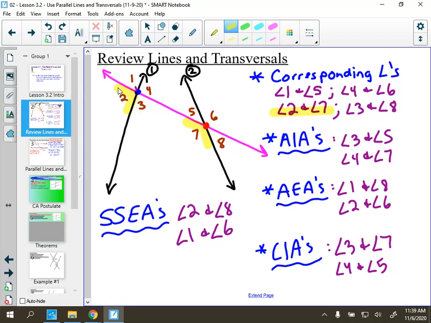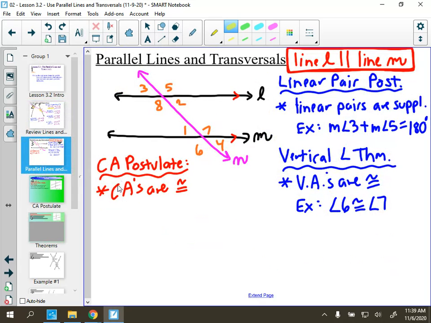Well, why not? You just told me, Mr. Kroll, that corresponding angles are congruent. That's only true when the lines are parallel. That's the difference between the previous lesson and this one. We force these lines to be parallel. I feel like I beat it to death, but it's a big concept. So corresponding angles are congruent.